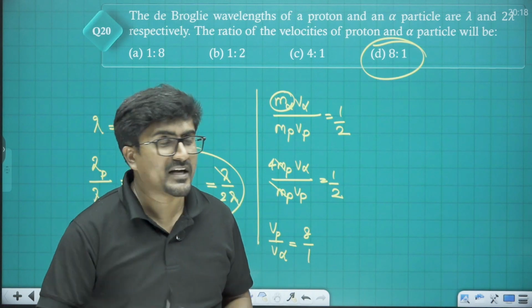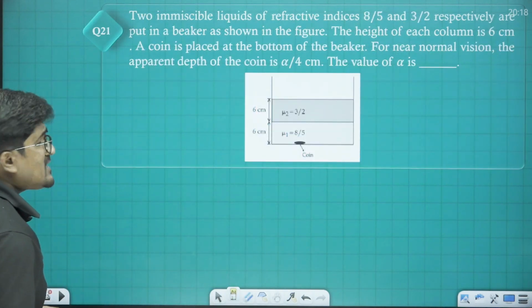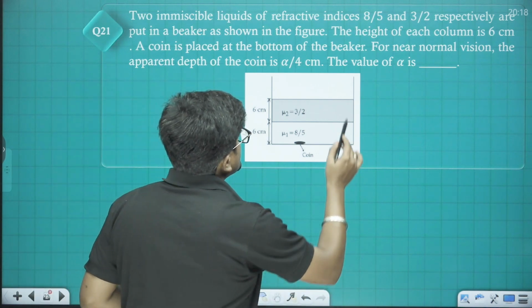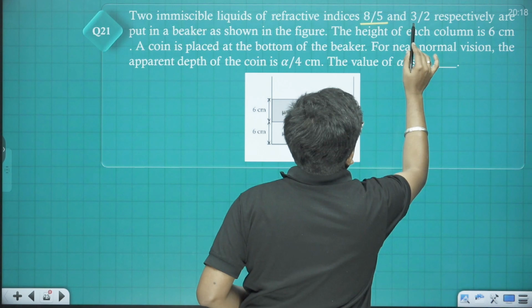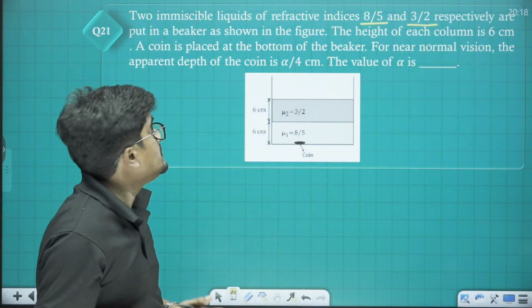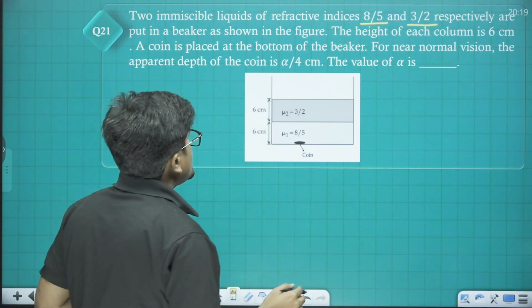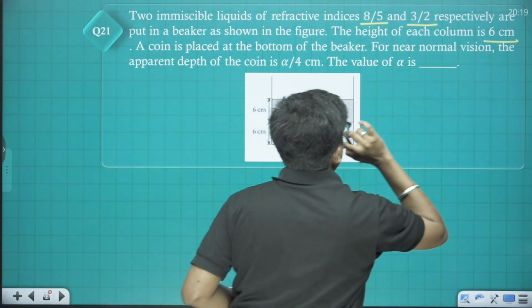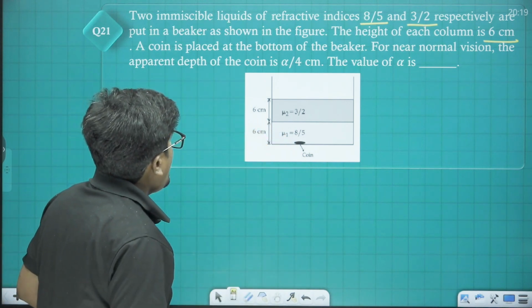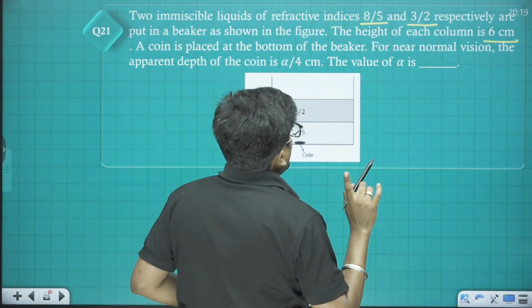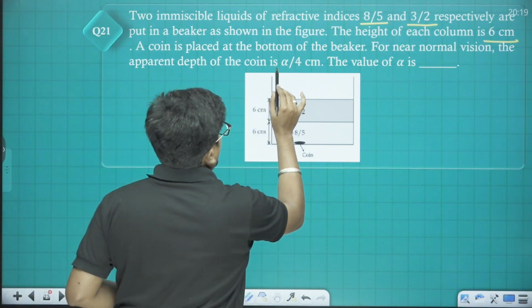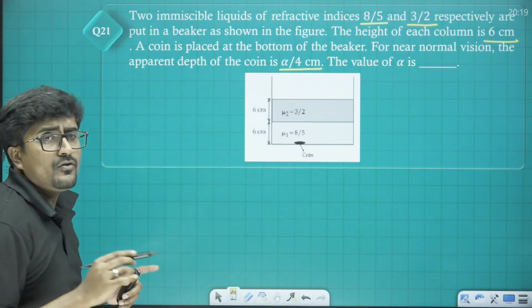Next is question number 21. The question says, two immiscible liquids of refractive indices 8 by 5 and 3 by 2 respectively are put in a beaker as shown in the figure. The height of each liquid column is 6 centimeter. A coin is placed at the bottom of the beaker. For near normal vision, the apparent depth of the coin is alpha by 4 centimeters. Then the value of alpha is.